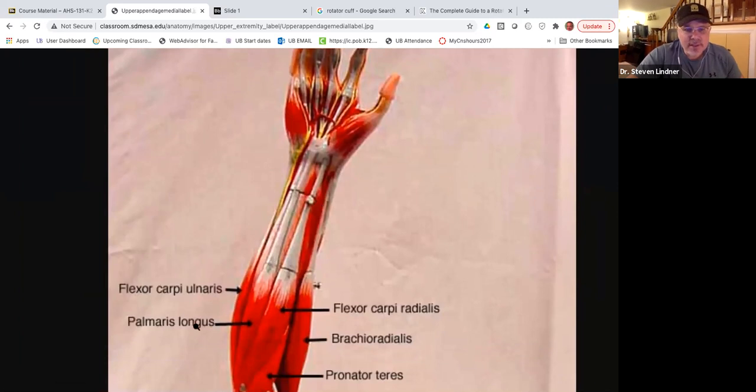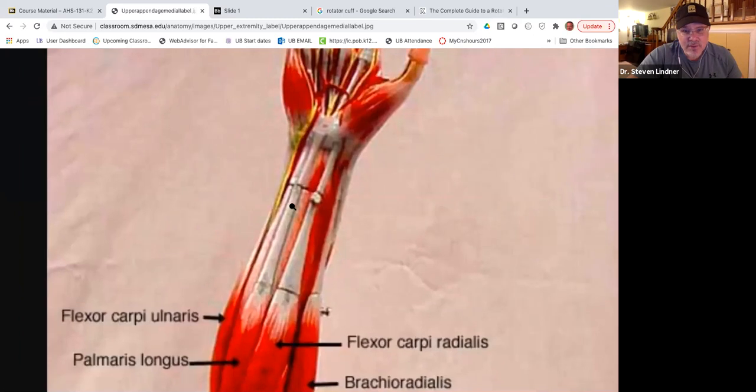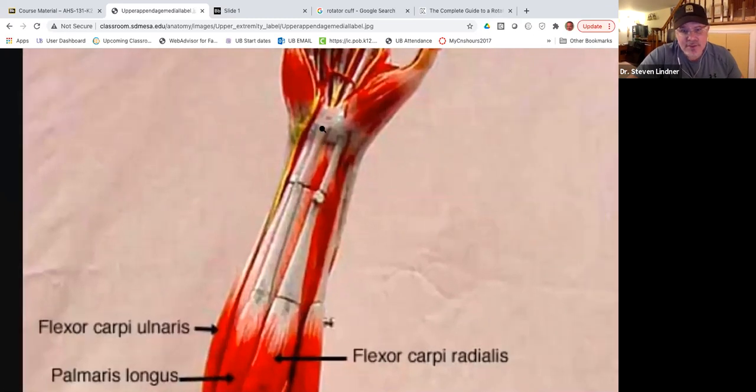I also want you to look at the Palmaris Longus for a second. And if you look at that tendon and you hone in on it, it's superficial to the flexor retinaculum. The other ones are deep to it, right? Like they go right through it or underneath it. But the Palmaris Longus is superficial, actually crosses superficial to it and attaches to the superficial palm.